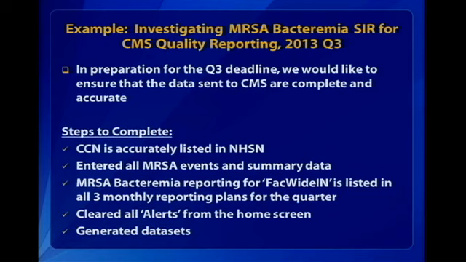So the first few steps we want to complete before we even run the SIR report: we need to make sure that the CCN is accurately listed in NHSN. This ensures that your facility's data will correctly go to CMS. You also want to make sure you've entered all of your MRSA events and summary data, and make sure that your MRSA bacteremia reporting for the FAC-wide in location is listed in the monthly reporting plans. You want to clear all alerts from the home screen, and of course generate data sets.